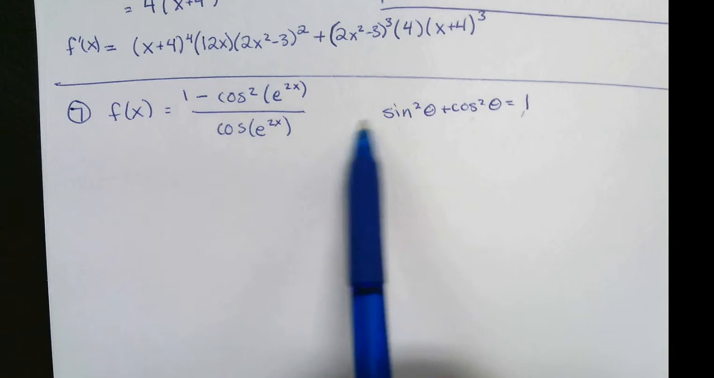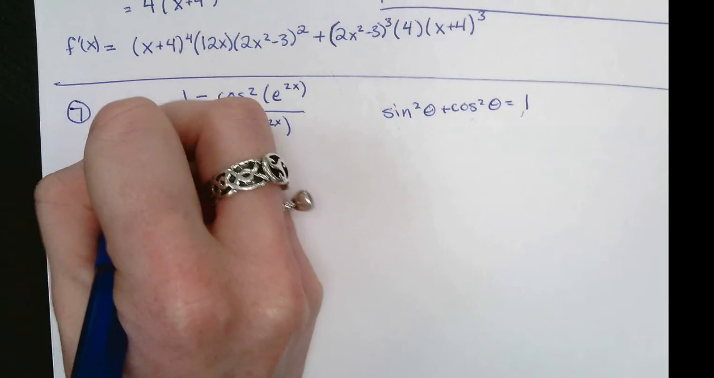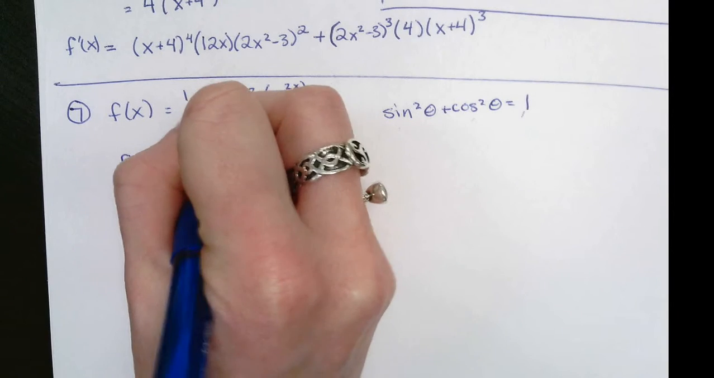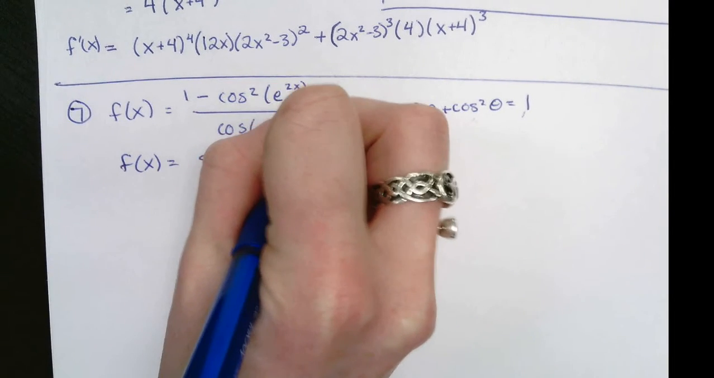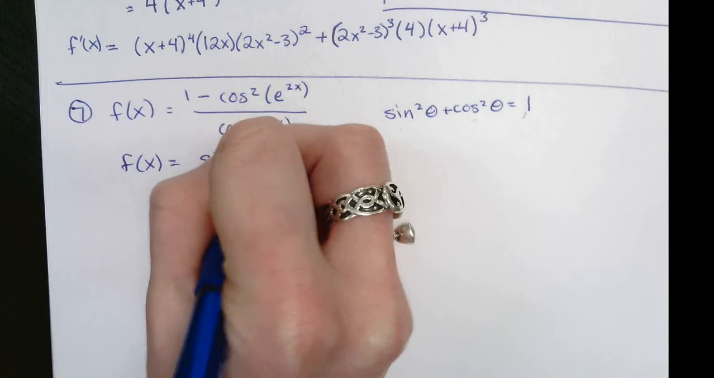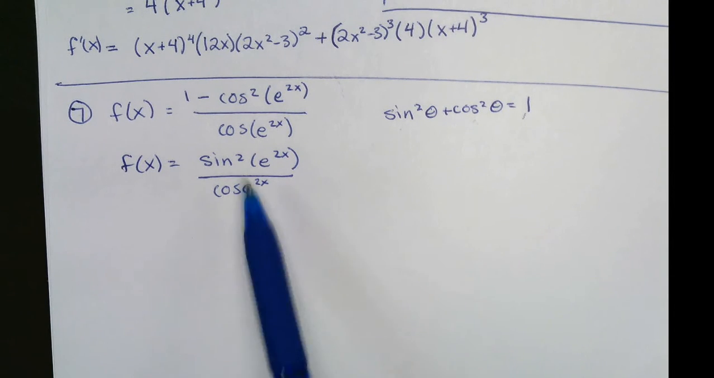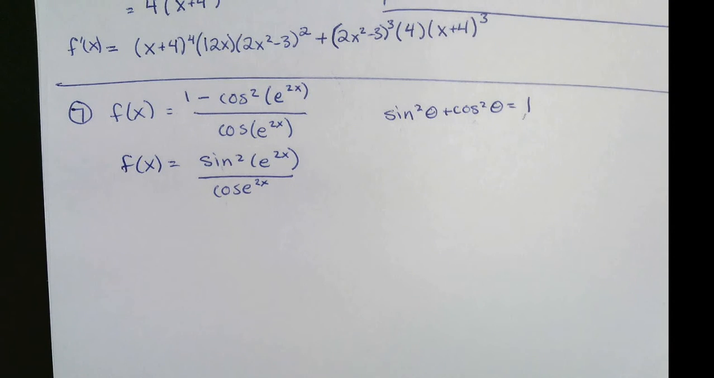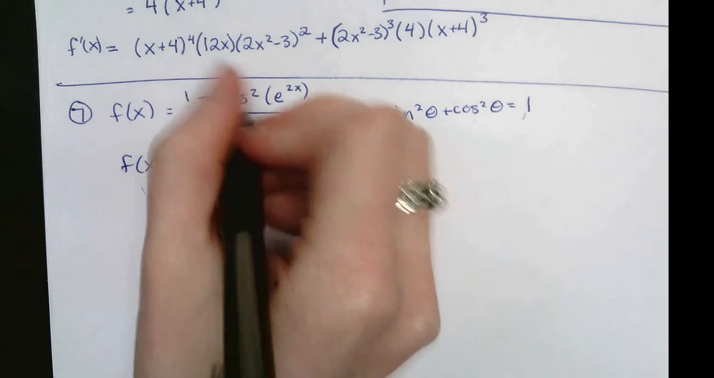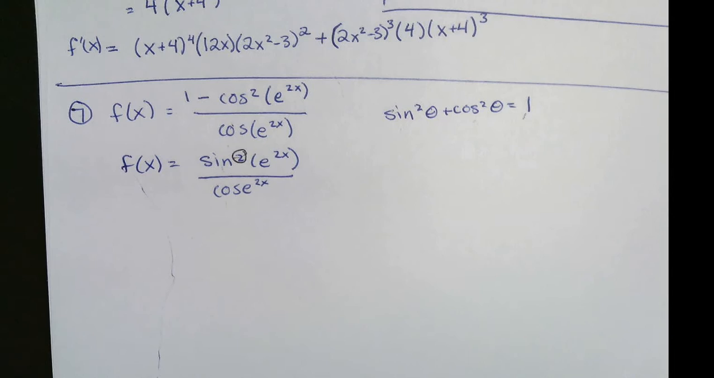So up here, we're going to replace this just to make our function easier to deal with. So we'll have a sine squared of e to the 2x over a cosine of e to the 2x. Once again, we could go into quotient rule here, but I'm going to make it product rule just because I prefer product rule to quotient rule. If I have a sine over cosine, that becomes a tangent. But don't forget that this is being squared. So I'm going to have 2 sines on the top and 1 cosine on the bottom, so I'll have 1 tangent and 1 sine left over.